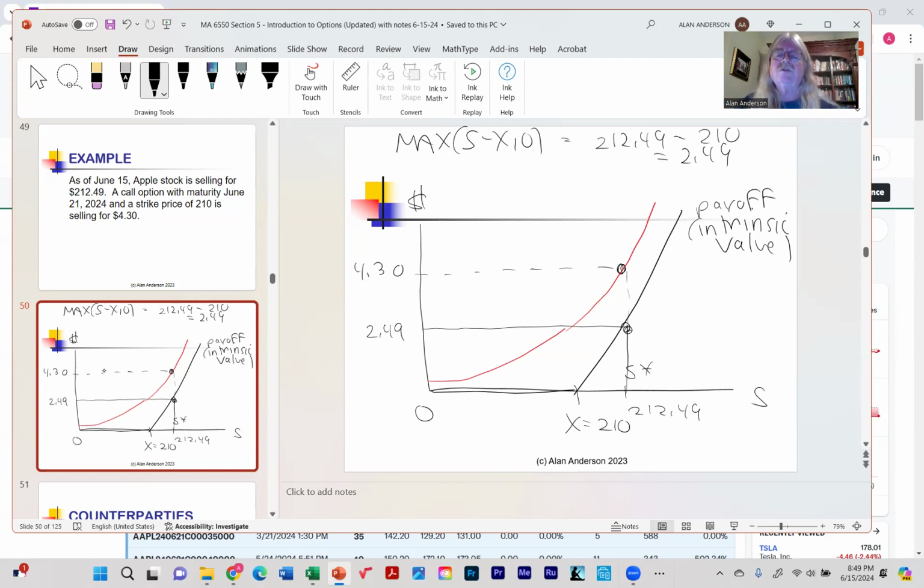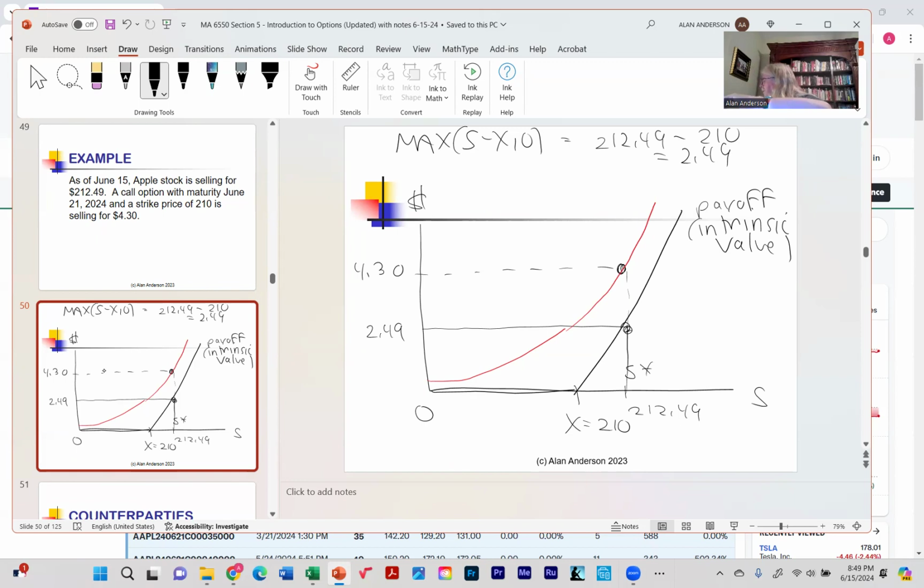In other words, if you looked in the Wall Street Journal tomorrow and you saw this exact same option selling for $2, then you would, if you knew what you were doing, and we will figure this out later on, engage in trades that would represent you taking advantage of this arbitrage opportunity. But the price isn't below 249, it's above 249.